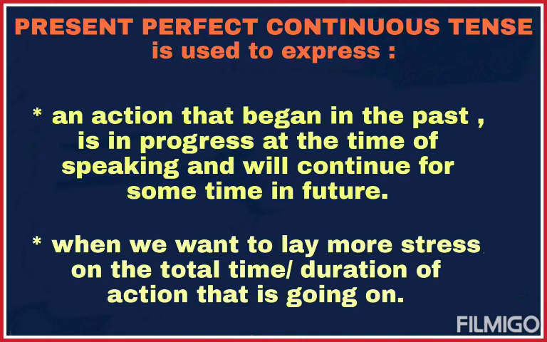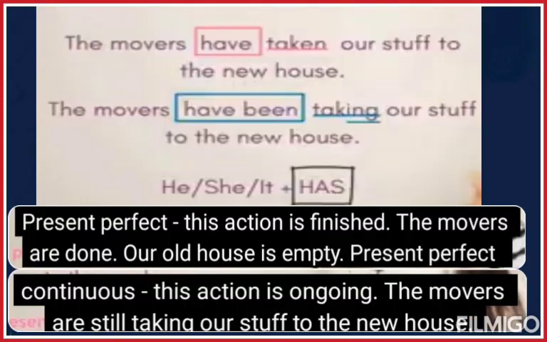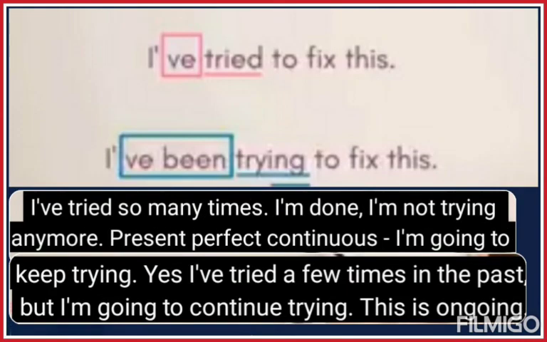Now look at these two sentences. In these, the first one is in present perfect because the action is finished here, the movers are done, our old house is empty. And the second is written in present perfect continuous because here the action is ongoing, the movers are still taking our stuff to the new house.